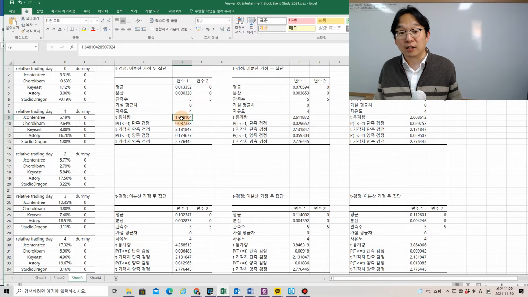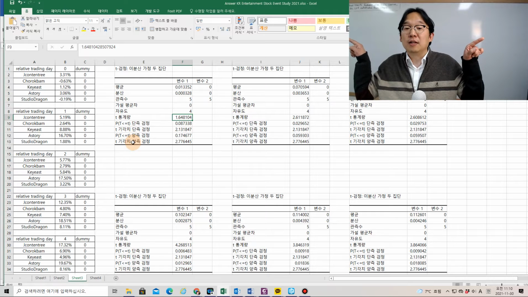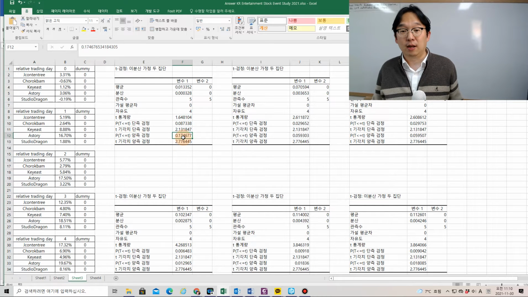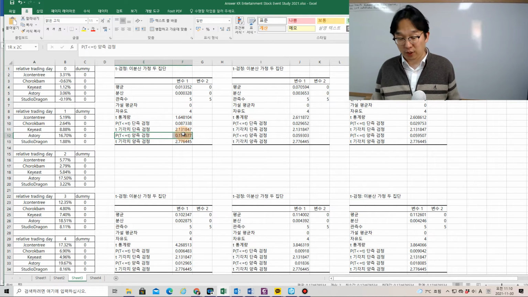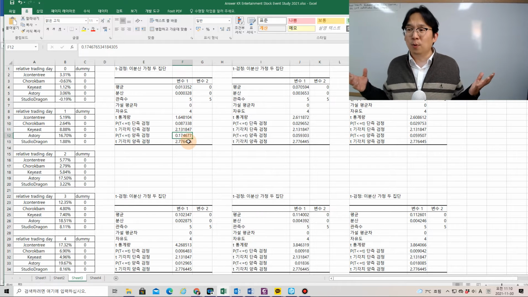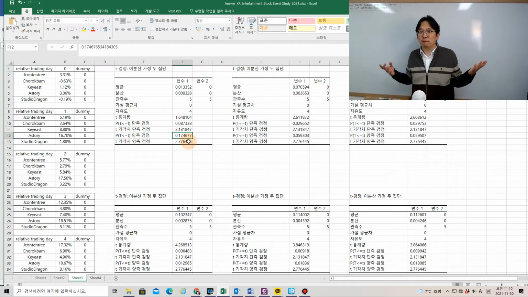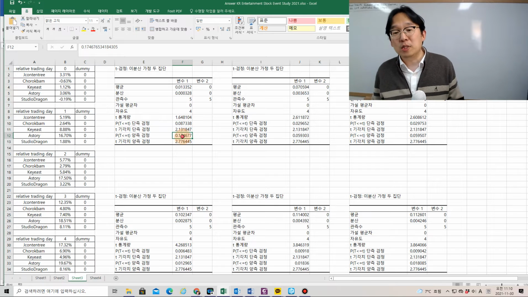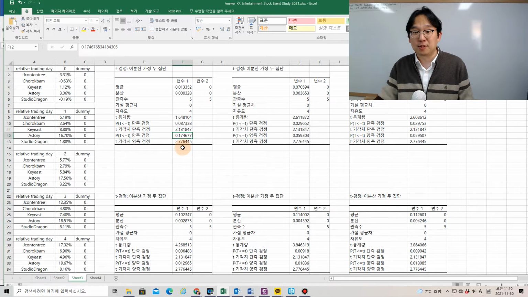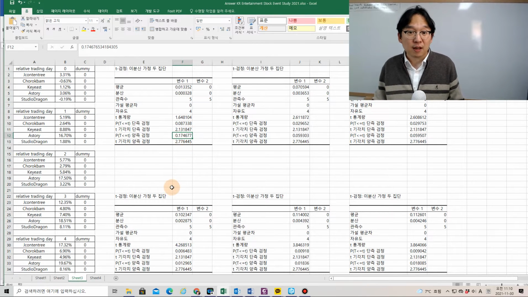The t-statistics. And then the two-tail test, this guy. Oh, the p-value over here. Is it smaller than 10%, or 5%? It says no, it's bigger than 10%. So it's insignificant for day 0.